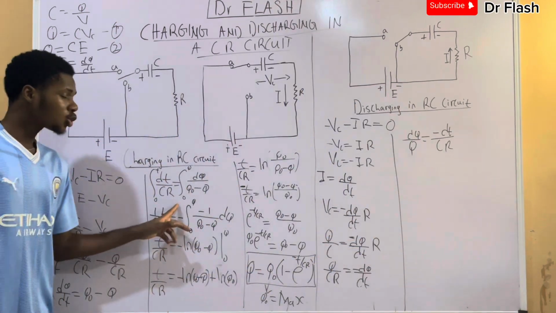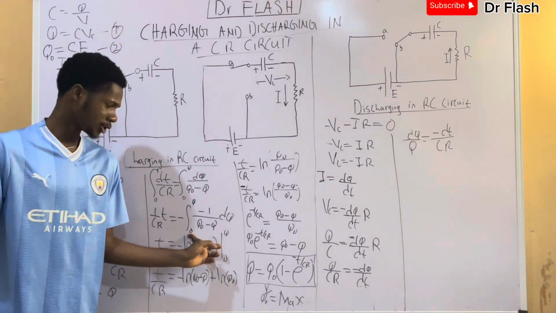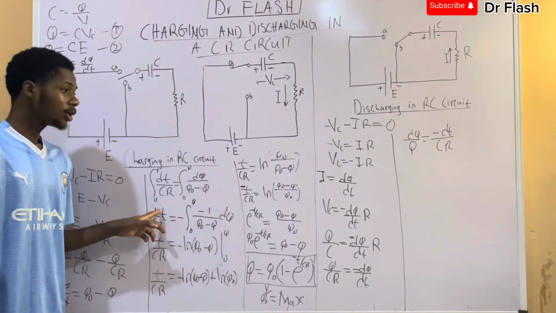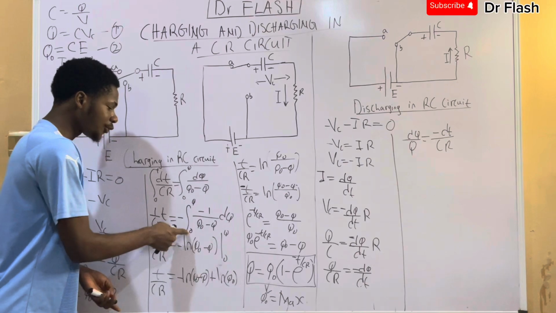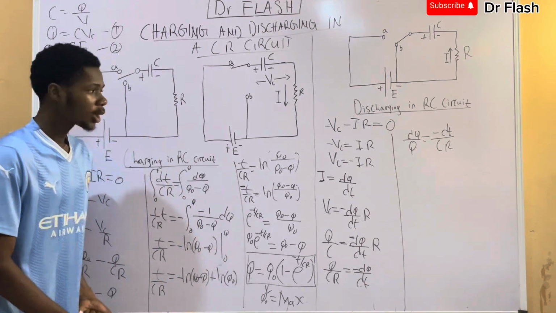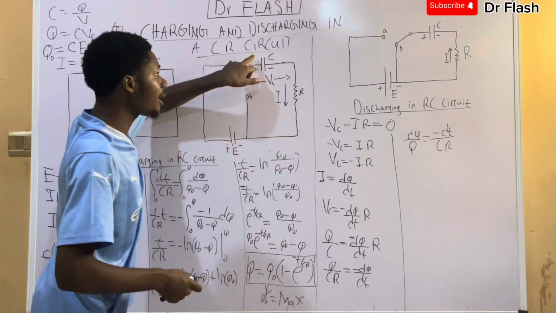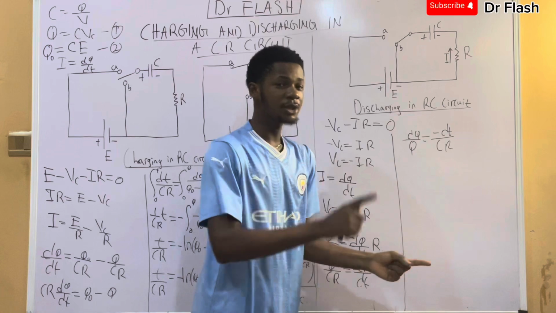When we integrate while charging the capacitor, we integrate from 0 because initially there's no charge in the capacitor, and then there is now a charge of Q at any time t. It doesn't even necessarily mean that the capacitor must be filled. So it's now from 0 to Q. Now when we come here, we are discharging the capacitor from a maximum charge, which is Q naught, down to any value which could either be Q or 0.